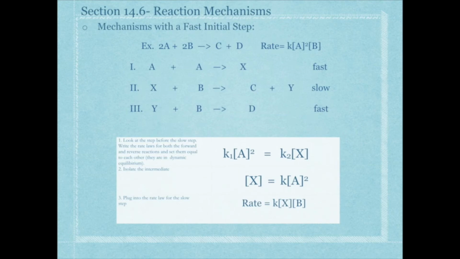And so what I end up getting is that my rate equals k, because k times k is just k, times the concentration of A squared times the concentration of B. And that, as you notice at the very top, is the rate law that was given to you. So you were able to use stoichiometry and these elementary steps in order to determine your rate law.